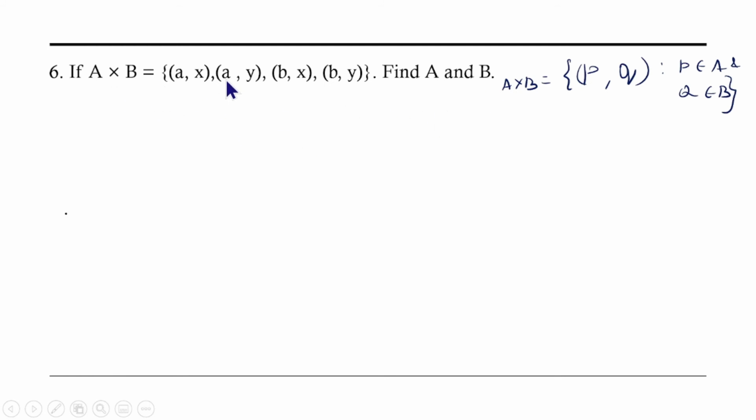The first element of each of these ordered pairs will be in set A. So A is equal to {a, b}. Here we cannot write {a, a, b, b} because the elements are not repeated in a set. So A is equal to {a, b} and B is equal to {x, y}, because the second element in each of the ordered pairs consists of the elements x and y.